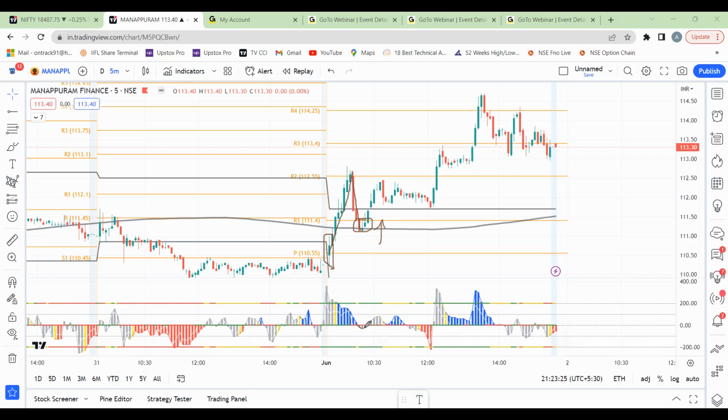You see here, it went up here, but by the time we see stock has reached here, this is too far. We will not be able to enter here. We'll wait for a better entry opportunity.